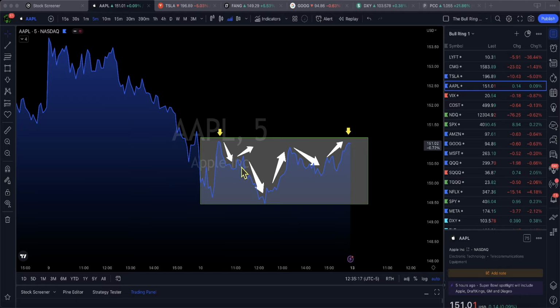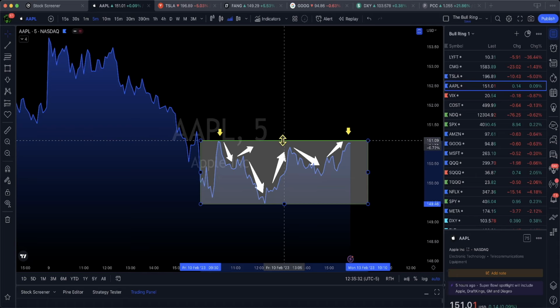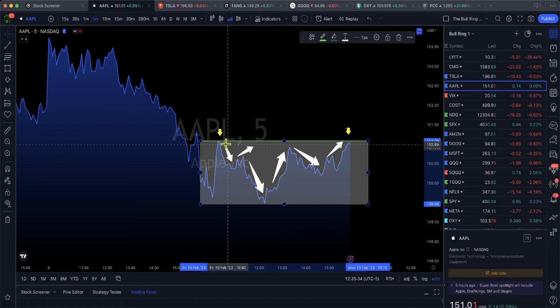First reason I draw this box, guys, is so that we can see where Apple found support, which is right in here, and where it found resistance, which is right up here. And I'll lower this just a little bit so we can see it better. That was the highest point for Apple. This was the lowest point.